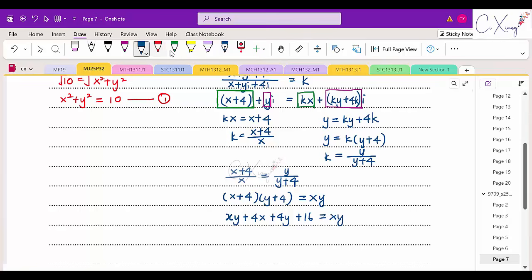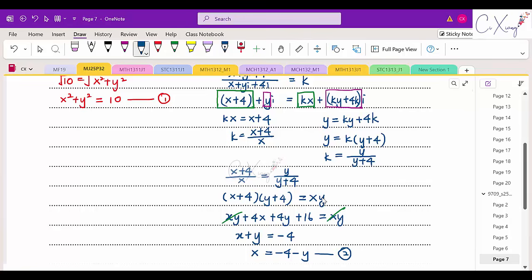Okay, so from here, what do we get? I cancel off the xy with the xy here. Then I group my x plus y on one side. Then the other side will become negative 4, because I divide all my terms here by 4, then bring the positive 4 over, becoming negative 4. And from here, I get my second equation, where negative 4 minus y equals x. And this will be my second equation.